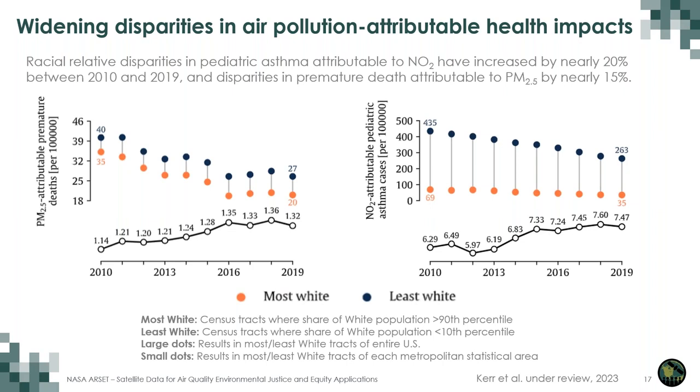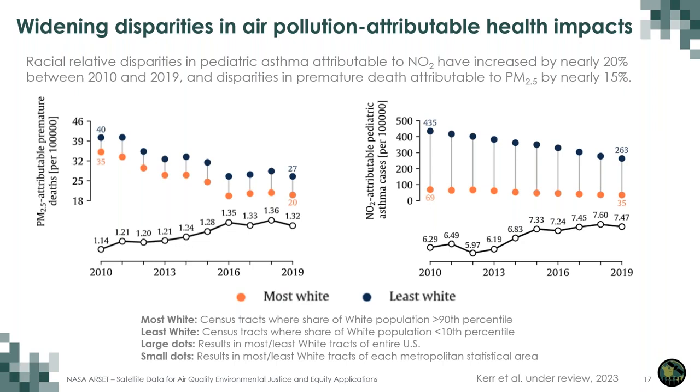So in this study, we were estimating PM 2.5 attributable premature deaths per 100,000 people on the left-hand side here, and then NO2 attributable pediatric asthma cases per 100,000 on the right-hand side. And just take a look at the graph on the left for a moment. For PM 2.5, we see that PM 2.5 concentrations declined over this period from 2010 to 2019. And that's in response to our very successful Clean Air Act and the regulations that go along with it. And yet we still see quite a bit of air pollution injustice, with higher PM 2.5 attributable premature death rates in the least white census tracts compared with the most white census tracts across the United States.